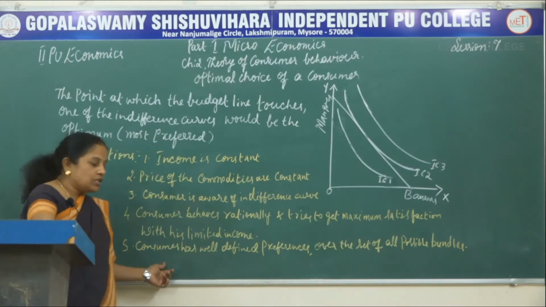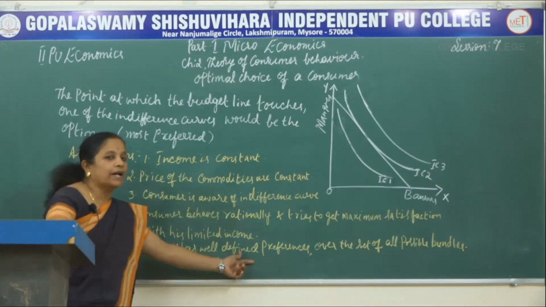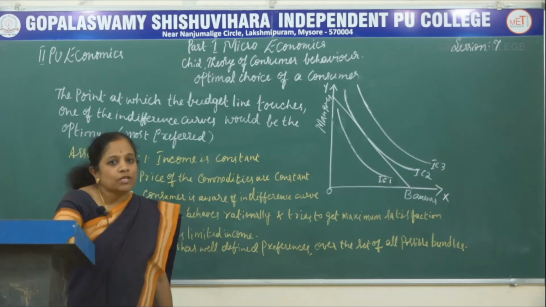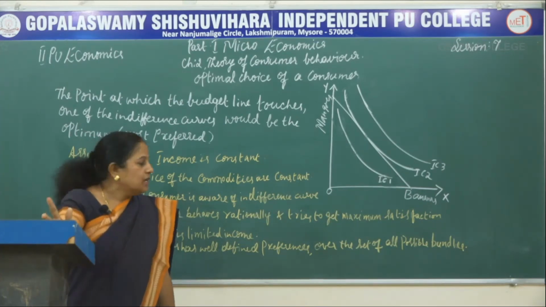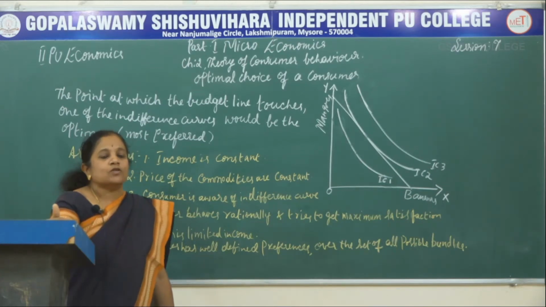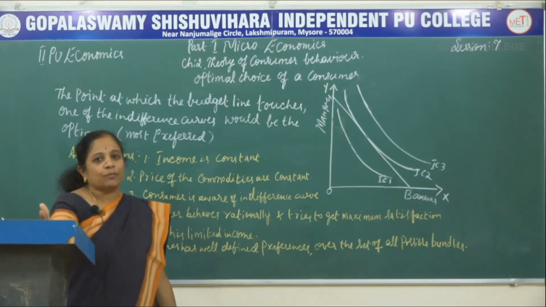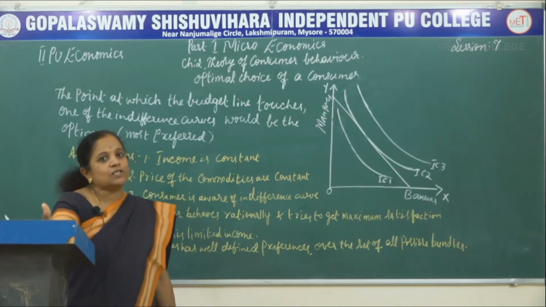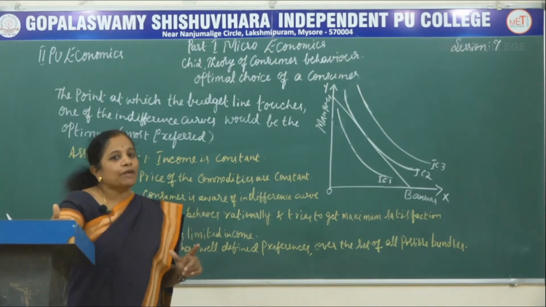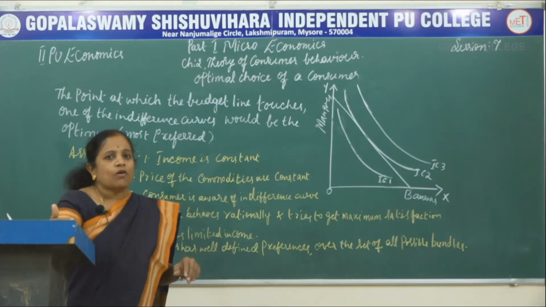The next assumption is the consumer has well defined preferences over the set of all possible bundles. So the consumer's preferences are well defined. So he goes to a market and there he sees different sets of combinations, different bundles of two products. So he may buy any of the combinations of the products, but since he is a rational consumer and he is well aware of the indifference curves, he prefers that particular combination only to which he is not indifferent. Indifferent means that he is not having interest in those combinations.